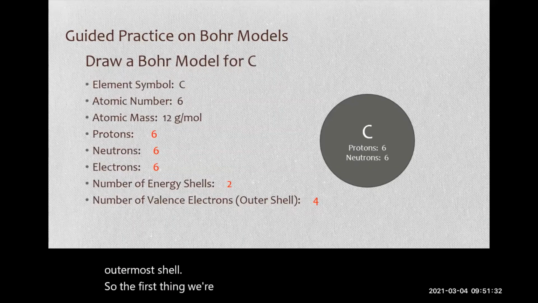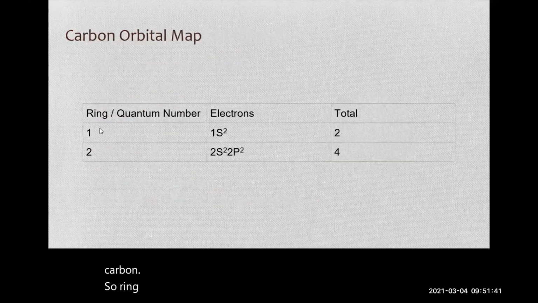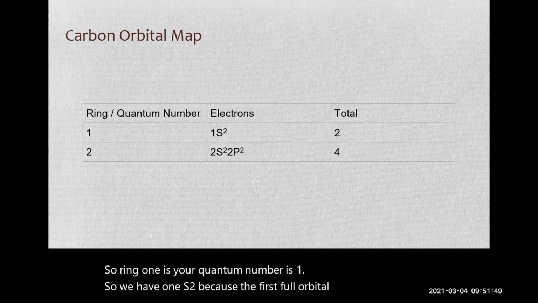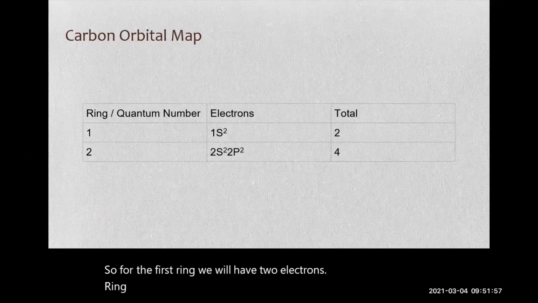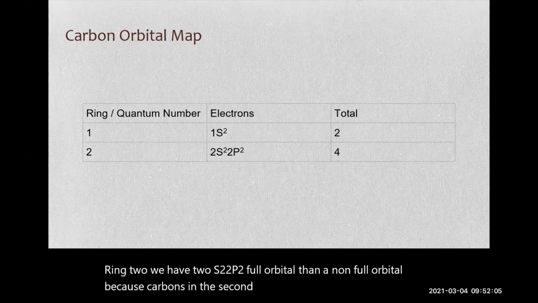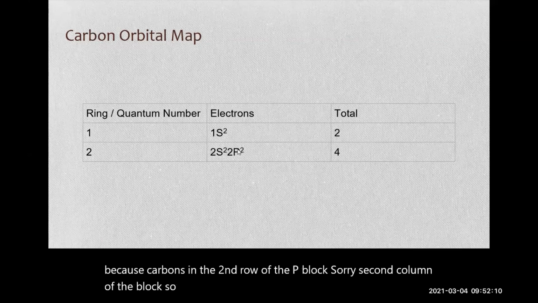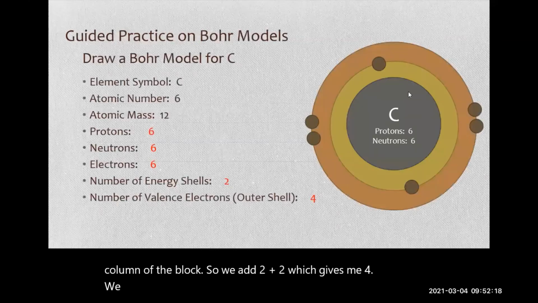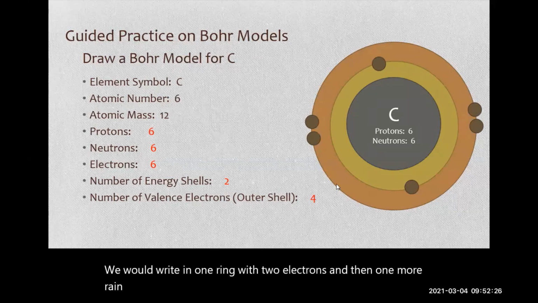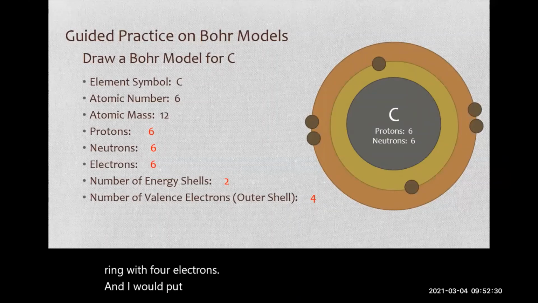So the first thing we're going to do is write an orbital map for carbon. Ring 1 is your quantum number 1. So we have 1s2, because the first full orbital in ring 1 is 1s2. So for the first ring, we will have 2 electrons. Ring 2, we have 2s2, 2p2, a full orbital, then a non-full orbital, because carbon's in the second row of the p block, second column of the p block. So we add 2 plus 2, which gives me 4. So we would write in 1 ring with 2 electrons and then 1 more ring with 4 electrons. And I would put 2 on one side and 2 on the other.